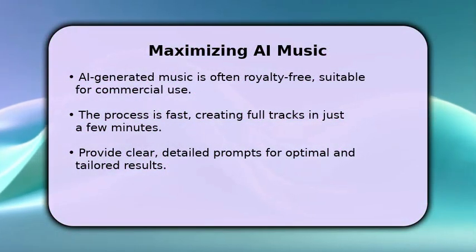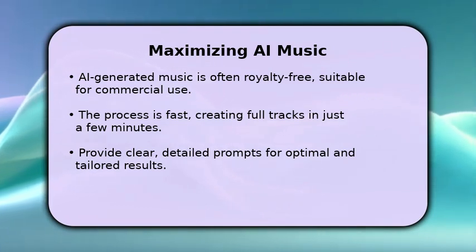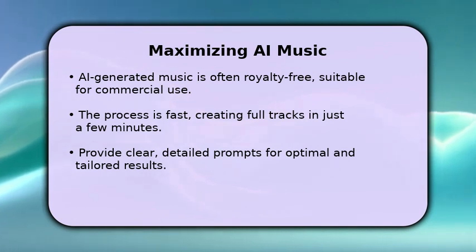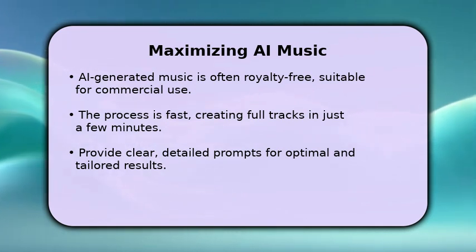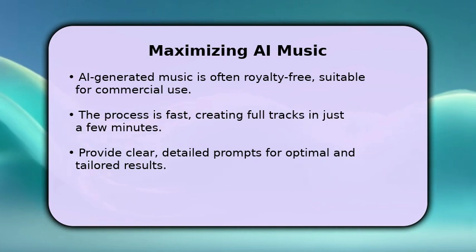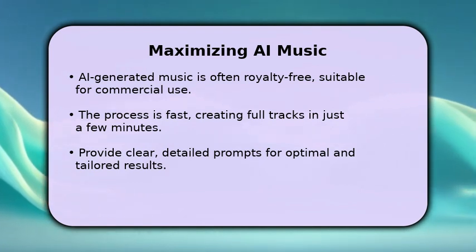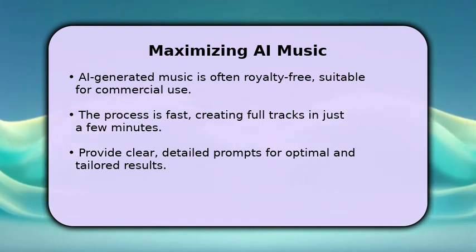Utilizing AI for music offers numerous advantages, including the creation of royalty-free tracks suitable for various projects. The generation process is remarkably swift, often producing complete songs in just 2 to 3 minutes. To achieve the best outcomes, provide clear and specific prompts detailing your desired style, mood, and instrumentation. Don't hesitate to experiment with different parameters and genres. This exploration can lead to truly unique and inspiring musical creations.